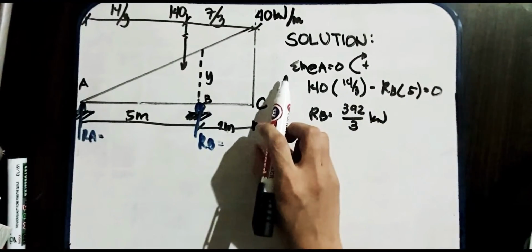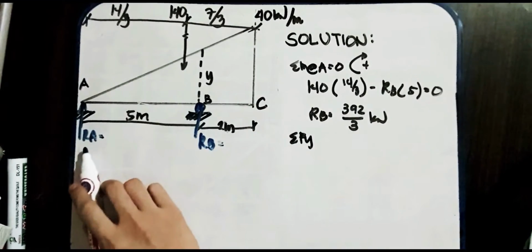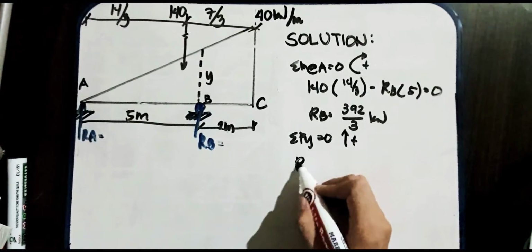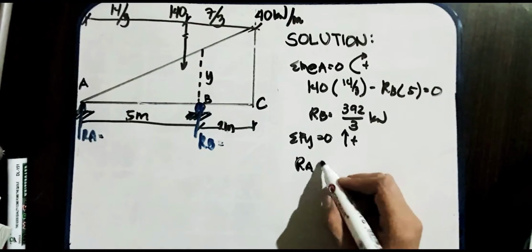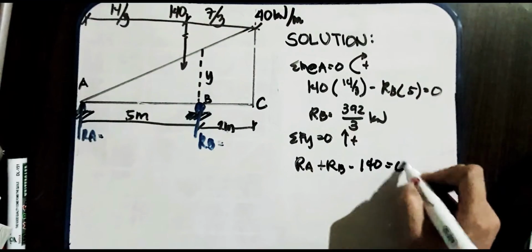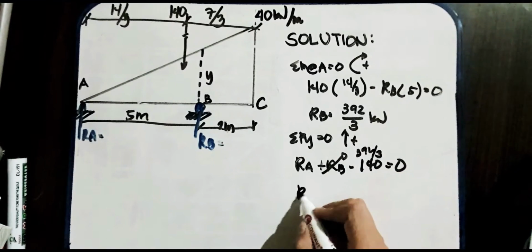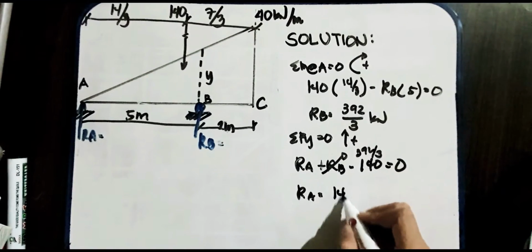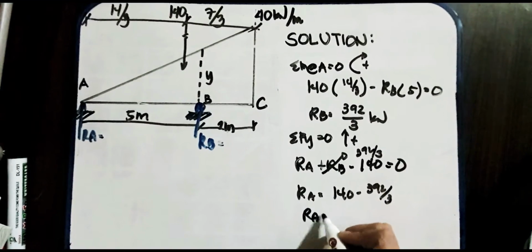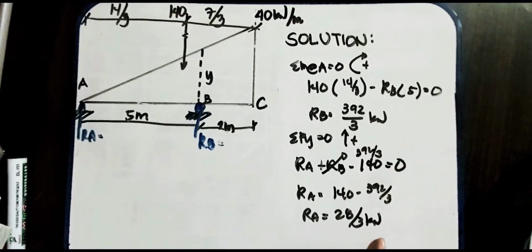Next, after natin makuha si summation moment at A, of course, kunin natin yung forces Y para makuha natin si RA. Okay, is equal to 0, positive upward. Ano yung mga upward dyan? We have RA and RB. Ano naman yung downward? Meron tayong 140. Is equal to 0. So, ito given to be 392 all over 3. Of course, our RA is 140 minus 392 all over 3 is equivalent to 28 all over 3. So, that is your resultant or reaction for RA.